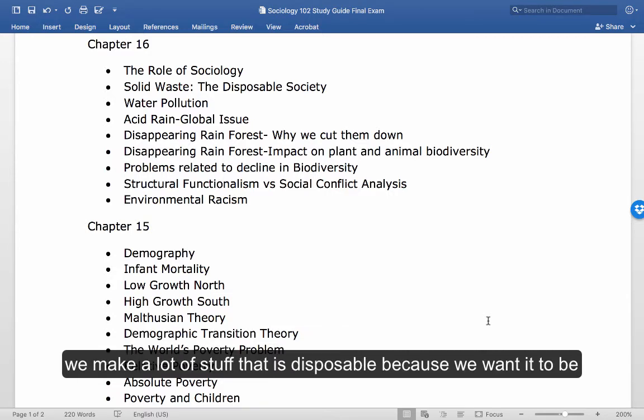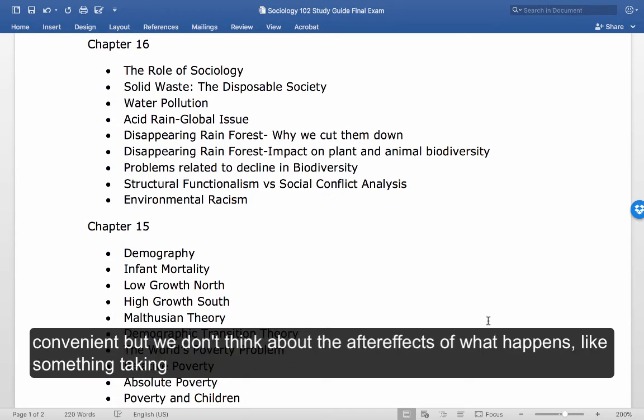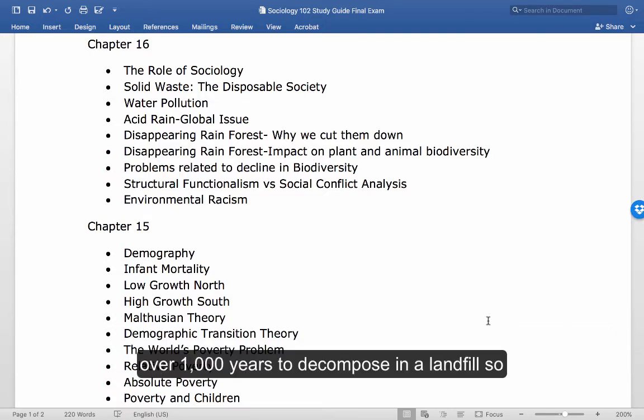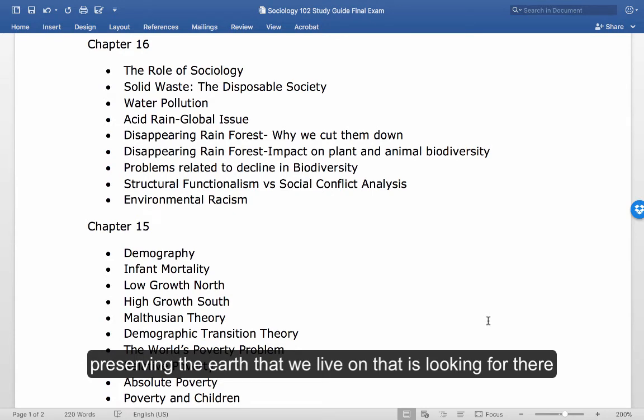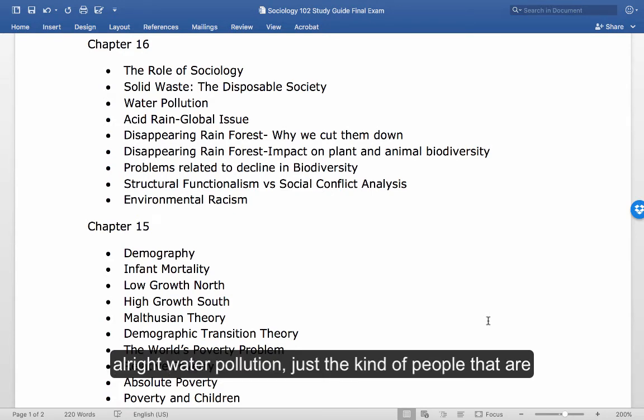So just how we make a lot of stuff that's disposable because we want it to be convenient, but we don't think about the after effects of what happens, like something taking over 1,000 years to decompose in a landfill. So this idea that our comfort is more important than preserving the earth that we live on, that's what I'm looking for there. All right, water pollution.